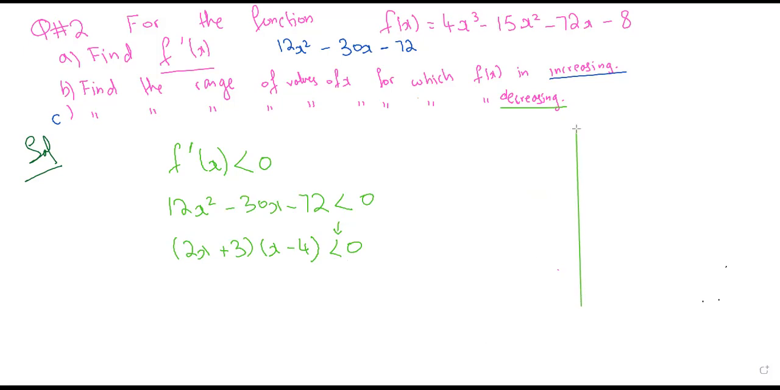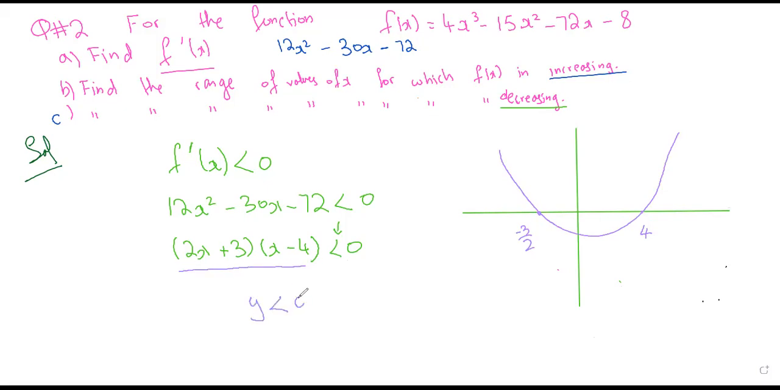This is the y-axis. This is the x-axis. I am going to make the same shape again. So it would be a U-shaped curve, just like the previous one. This point would be minus 3 by 2. This point is 4. Everything is same. The only difference is, so this is y, okay? y is less than 0.